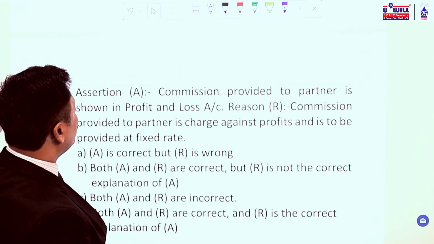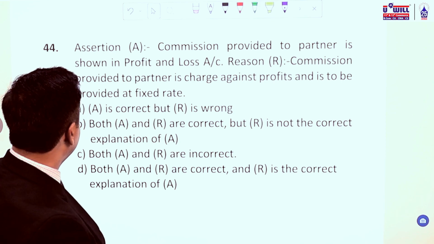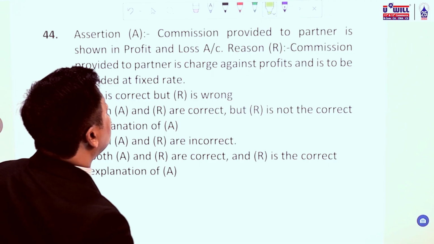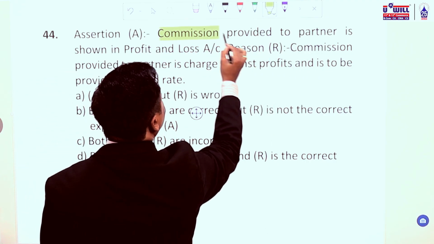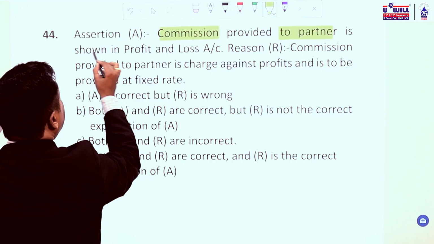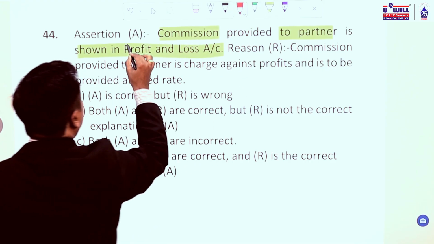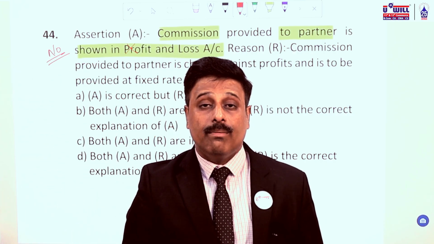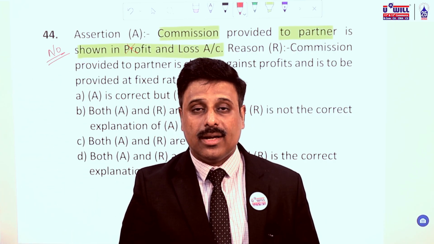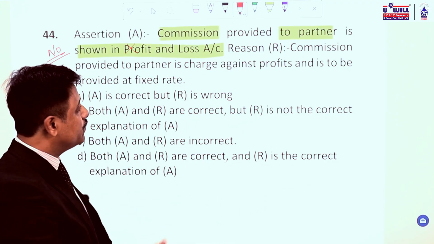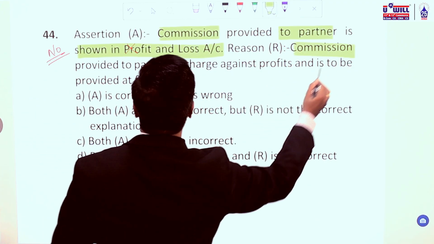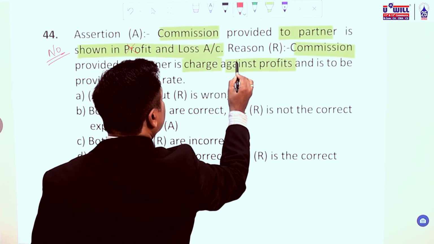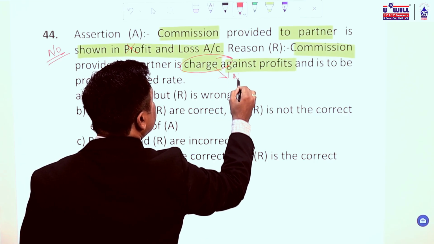Now question number 44. Theoretical question. Assertion: Commission provided to partner is shown in profit and loss account. No. Where do you show the commission provided to the partner? Profit and loss appropriation account, not P&L account. So assertion is wrong. Let's read the reason. Commission provided to partner is charge against profit. Is it a charge? No, it's an appropriation.